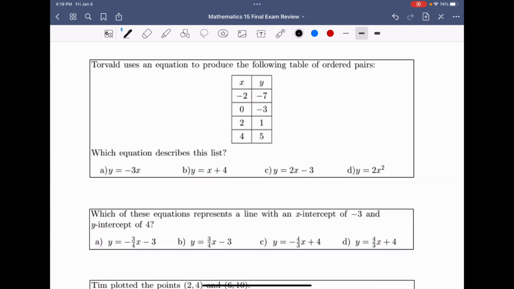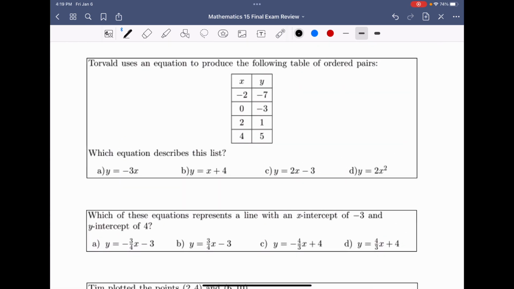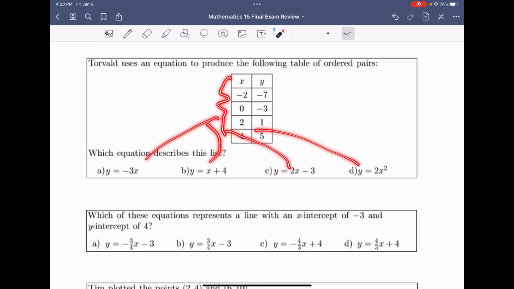All right. Now, Torvald uses an equation to produce the following ordered pairs. Which equation describes this list? So a really easy way to do this problem would just be to simply say, okay, if I plug in the data points, I could figure this out. The other thing is, you could do this quite easily with guess and check, take x values from here and then just plug them into the equations and see what the outputs are.